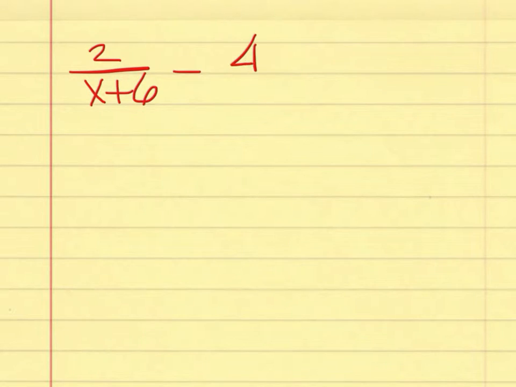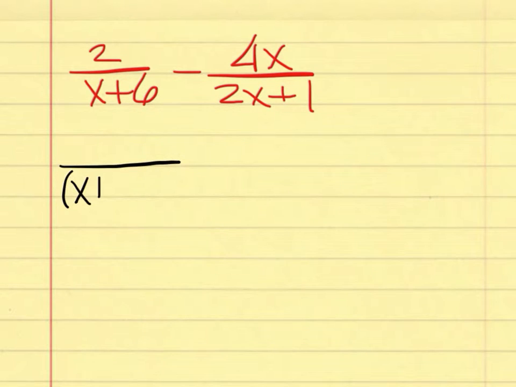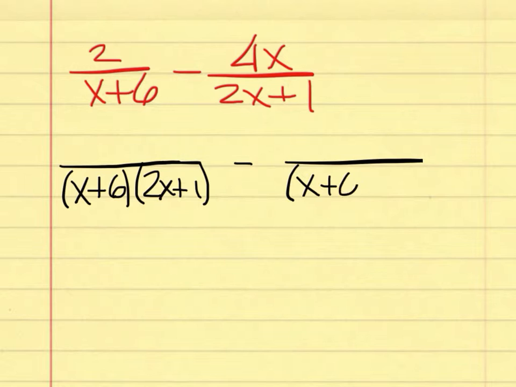This practice problem is 2 over x plus 6 minus 4x over 2x plus 1. For this problem, we need a common denominator. And that common denominator is x plus 6, 2x plus 1. And that's going to be on both sides. Then you have to go find your numerators.